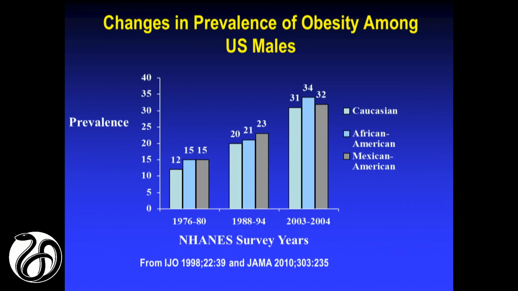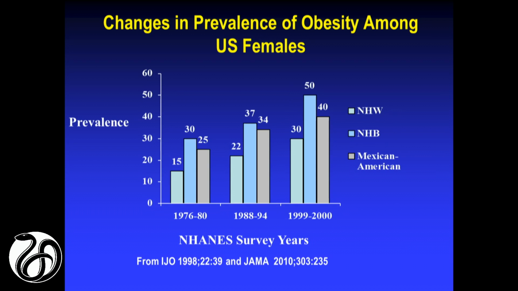obesity among U.S. men. And over this period between 1976 and 1980, and 2003, 2004, in this particular study, the prevalence of obesity doubled, and it was a pretty uniform increase across all three ethnic groups: Caucasians, African Americans, and Mexican Americans. The next slide shows the same data for women.